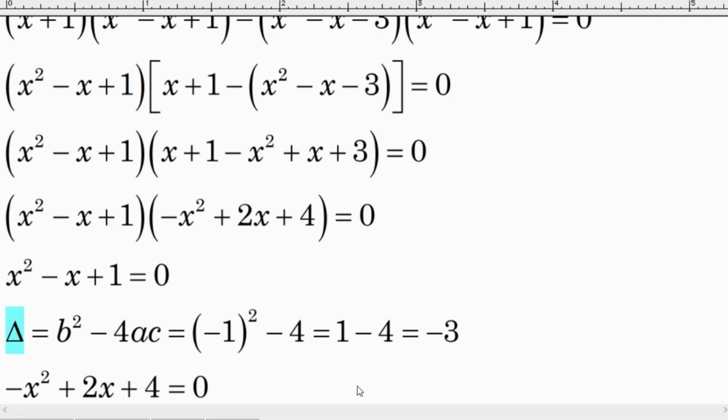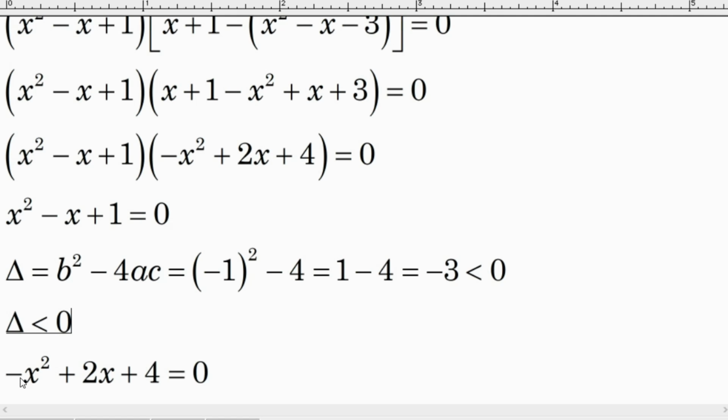Now we have delta equal to negative 3. So negative 3 is less than 0, alright? When we have delta less than 0, that means the equation has no root in real numbers, okay? So we don't have to solve it. This equation will be rejected, okay?